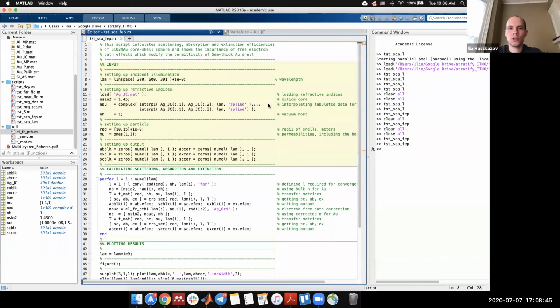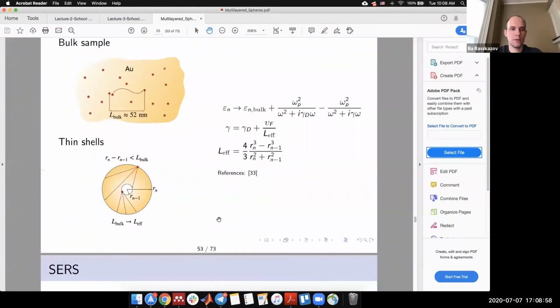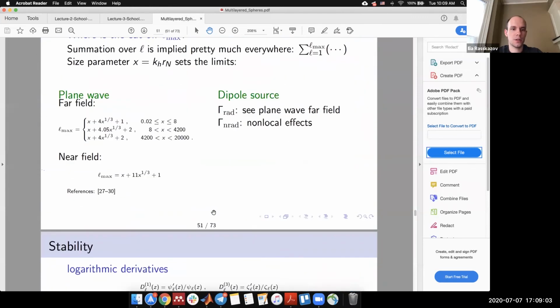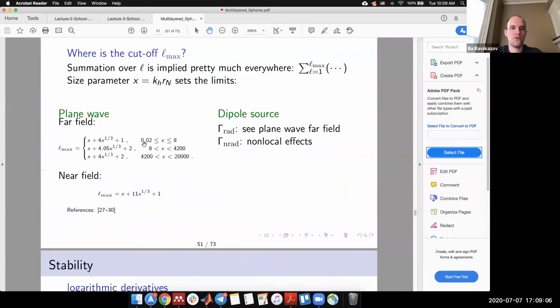Pavel Trofimov asks, is there any simple explanation why LMAX has exactly 3 different conditions and corresponding X parameters? No, there is no simple explanation. Well, basically, or maybe yes. Let me check. So the 3 conditions are for sufficiently small spheres. The size parameter 0.02 corresponds to the Rayleigh regime, and 8 is sufficiently large, but not that large.